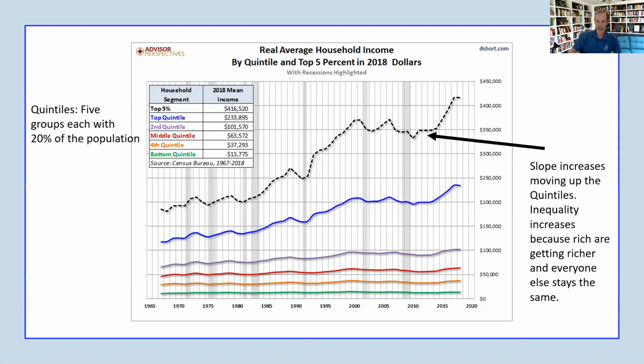So take-home point, if you look at how incomes changed over time, for the people at the lower end of the income level, it has remained pretty flat. But as you move up the income levels, you've gotten richer and richer. So basically the rich are getting richer and everyone else is staying the same. And that's an increase in income inequality over time.